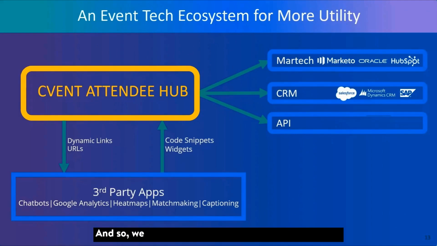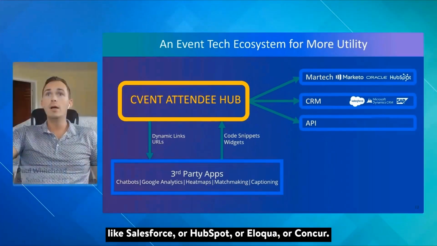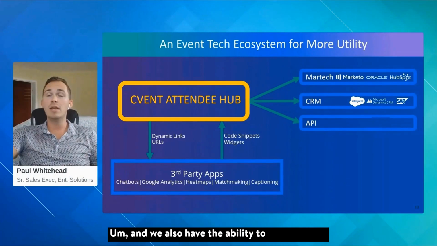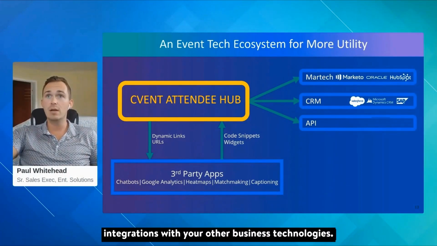And so we invest heavily in out-of-the-box integrations along with an extremely robust API system. So we have multiple different ways to sign into things like Salesforce or HubSpot or Eloqua or Concur. And we also have the ability to make custom integrations with your other business technologies.